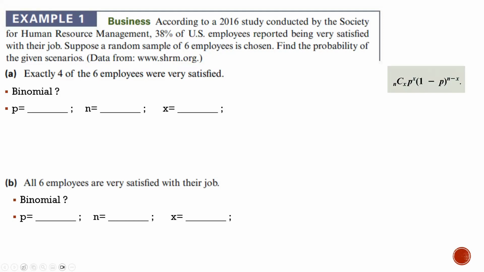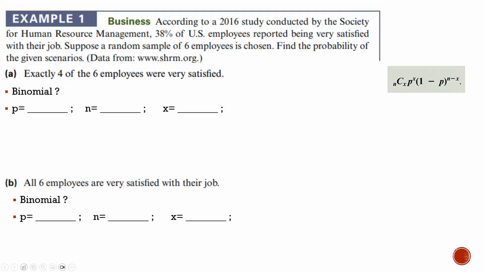Fixed number of trials. Six are being chosen. And fixed number of successes. Yep, and that's 4 in this case. And there are only 2 outcomes. Very satisfied or not. See, there's also different ways you could be not very satisfied. You could be somewhat satisfied or very unsatisfied, but as far as this problem is considering, there's only 2.